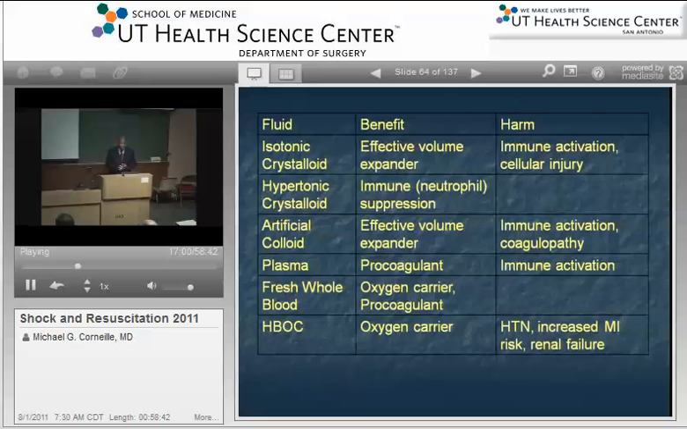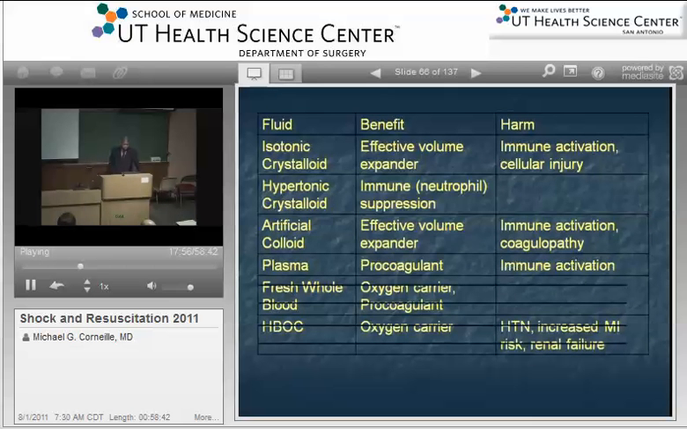Fresh whole blood has the advantage of being an oxygen carrier as well as a procoagulant, but isn't really available here. It's been used pretty extensively in combat, but currently in the U.S. it is really not available. Hemoglobin-based oxygen carriers, as I said, have the advantage of being an oxygen carrier, but have all sorts of problems, and in clinical trials were not shown to be an improvement over conventional means, and may have an increased risk of MI. Some of them have been associated with renal failure. That free hemoglobin seems to scavenge nitric oxide and cause secondary hypertension. And so we're not really going to talk about fresh whole blood or hemoglobin-based oxygen carriers because they're either not available or not readily available for us here.